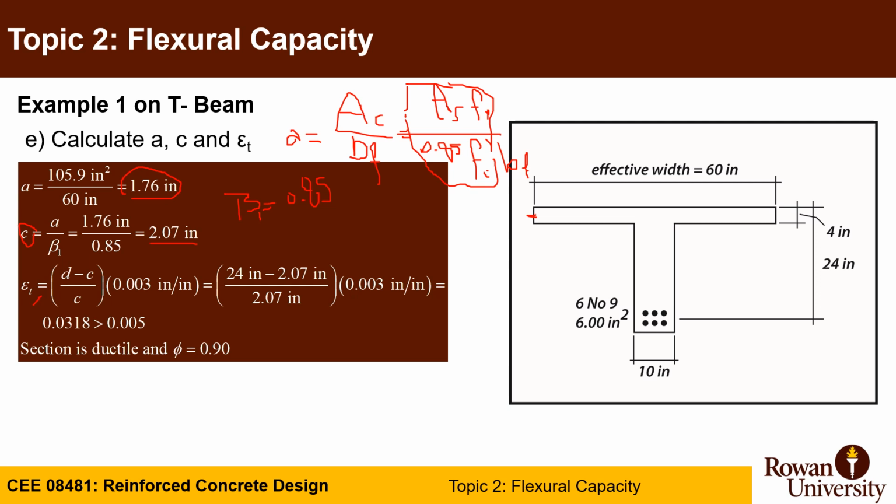To get the strain in the steel, epsilon T is D minus C divided by C times 0.003. D in this case is 24, and C is calculated as 2.07. Multiplied by 0.003, it will give you a strain of 0.0318, which is way more than 0.005. So your phi value is 0.9. The section is ductile.